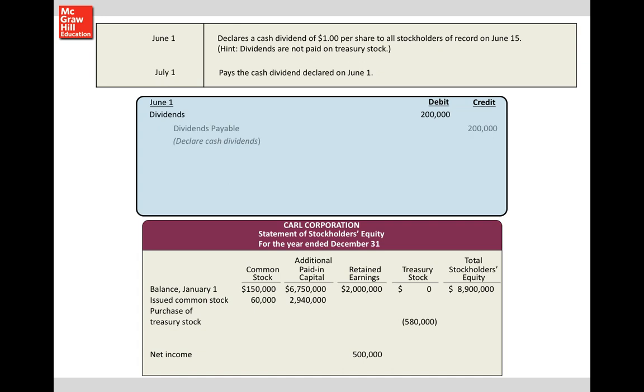So dividends can be 200,000 and dividends payable will be credited by 200,000. When it's paid, dividends payable will be cleared out and cash will be reduced by 200,000. On the statement of stockholders' equity, the cash dividends will be listed under retained earnings as a negative number.